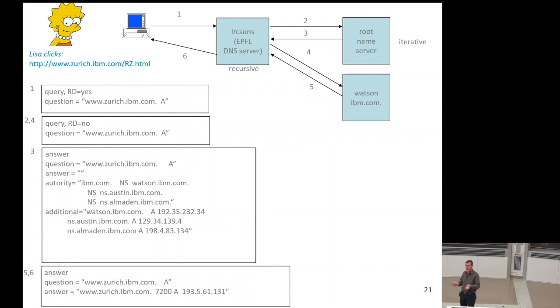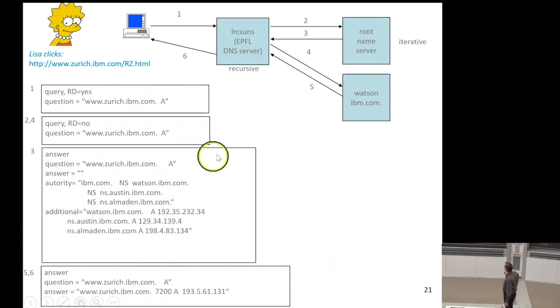So when you create a domain like epfl.ch, you have to have authorization of the parent domain. In the case of EPFL, it's the .ch domain. And you need to give to the domain that's above you the addresses of at least one and hopefully more than one DNS servers for your domain. So .com knows the IP address of a few DNS servers of IBM.com.